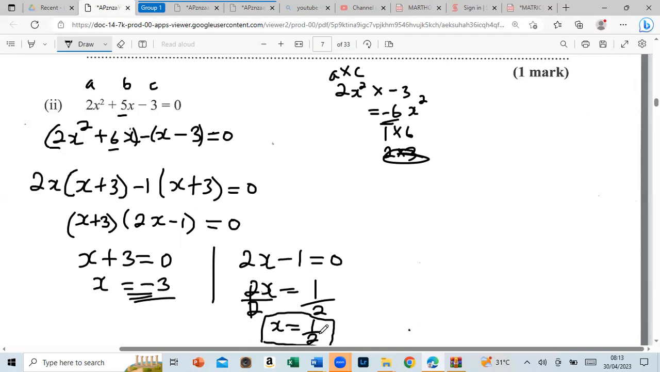So x is equal to a half. So there we have it. This is worth only 2 marks. Shame on you, man. Could have at least given 3 marks for this.